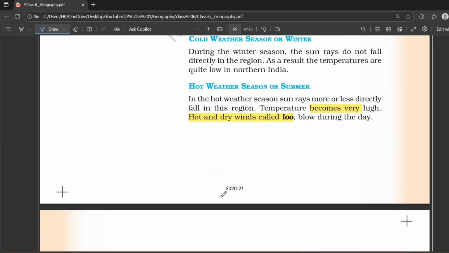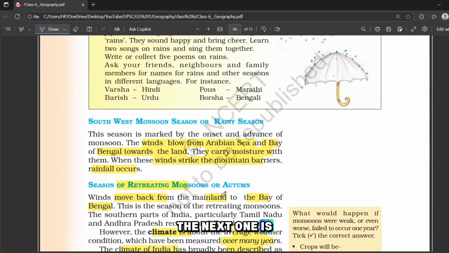Okay, the next one is rainy season or southwest monsoon season. This is the rainy season. The wind blows from the Arabian Sea and the Bay of Bengal towards the land. They carry moisture with them. When these winds strike the mountains, rainfall occurs. In detail, these things we will cover in the coming chapters, in the coming unit, in class 9th maybe. And that I will tell you later also.